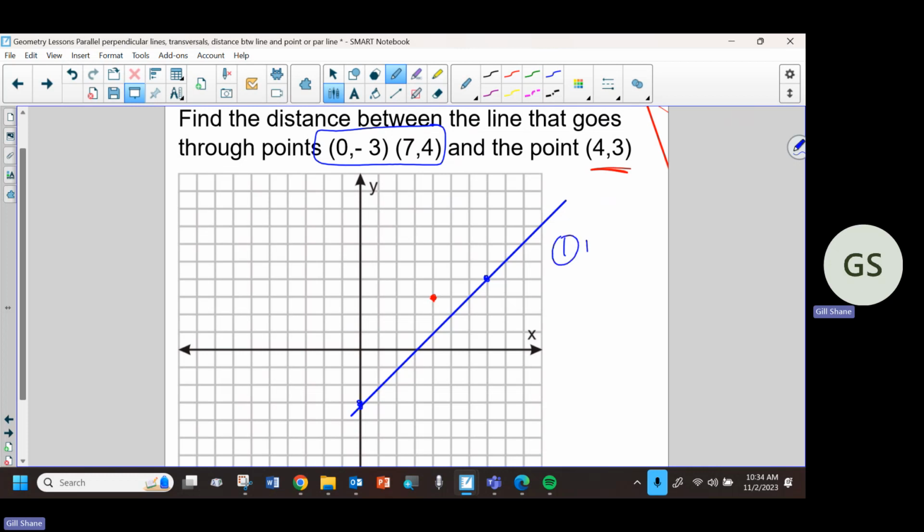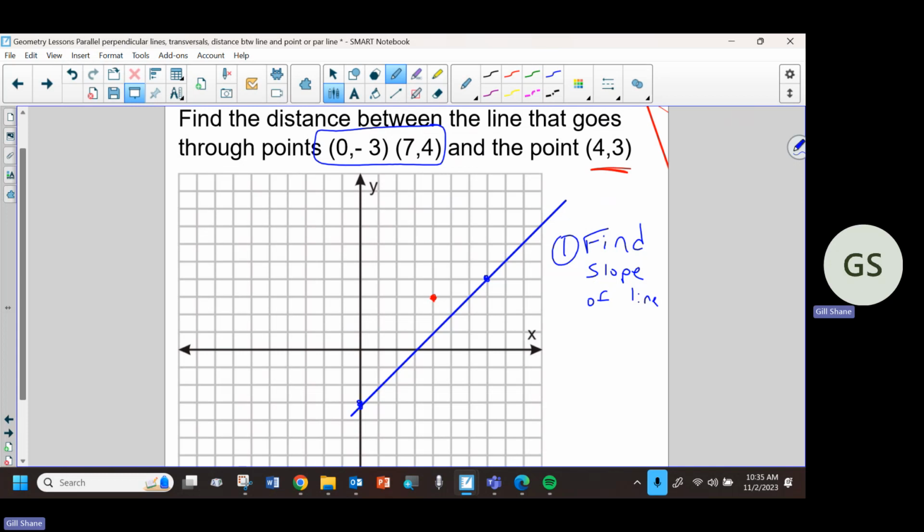Step one is what? Find the slope of the line. Whatever the line is, the two points that make up the line, find the slope of the line. After you find a slope, to find a perpendicular to that slope. So that's step one.